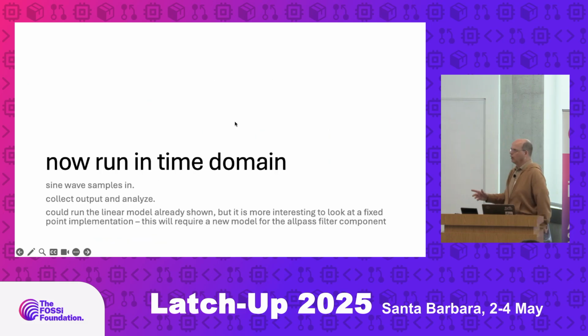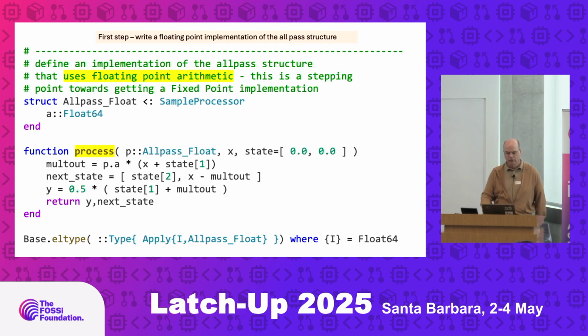So now we're going to try and run things in the time domain. Now, the low-pass filter, as I just described it, you could run in the time domain, but that wouldn't be very interesting. We're going to convert it into a fixed point implementation, so we can see numerical precision effects.